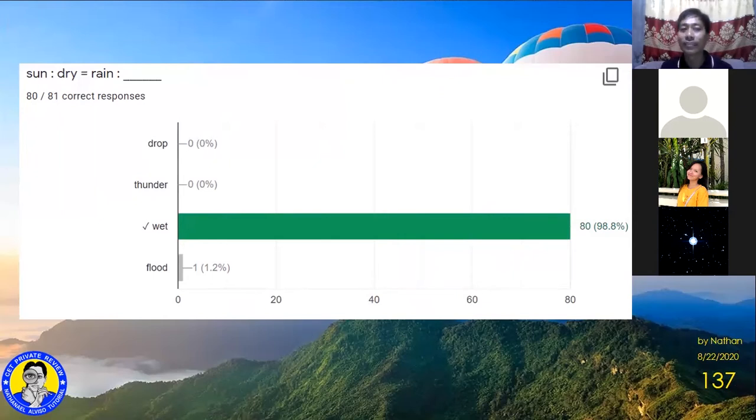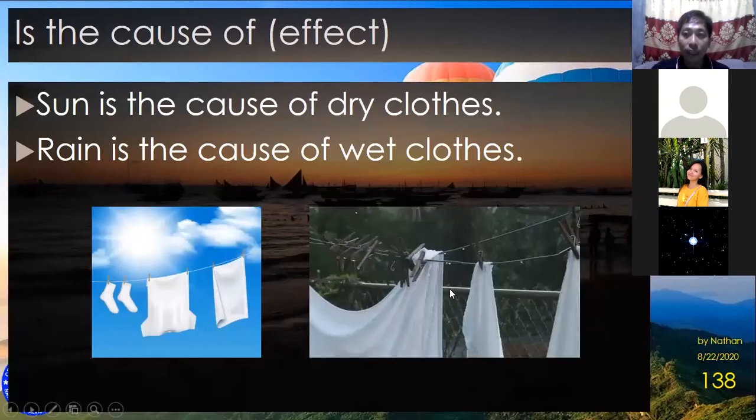All right, sun, dry, rain, what? So probably you could equate this to weather. If it's a sunny day, it's dry. If it's a rainy season, it's wet. You could also equate this to cause and effect. If you hang your clothes under the sun, then it will dry. If it's left in the rain, then it will get wet. So it's a cause and effect. Sun is the cause of dry clothes. You let them dry under the sun, and if you let them outside during a rain, it gets wet. So sun, dry, rain, wet.